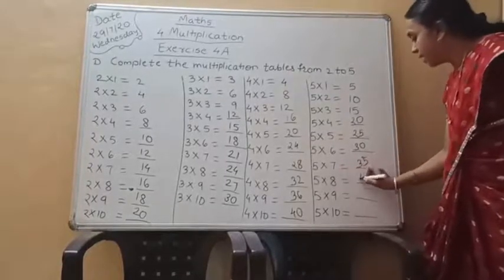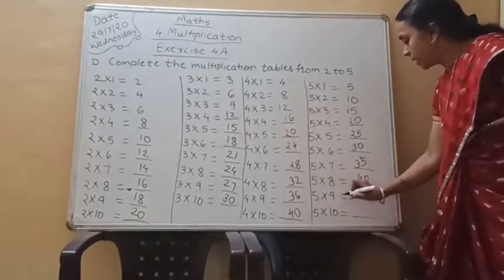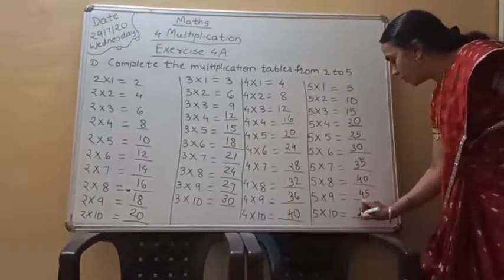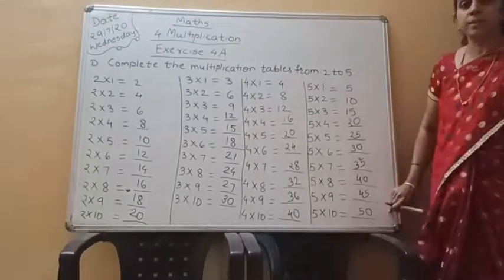5 8s are 40. 5 9s are 45. 5 10s are 50. Okay, so in this way you have to complete these tables.